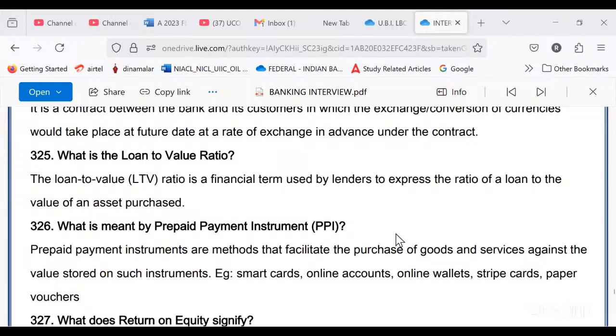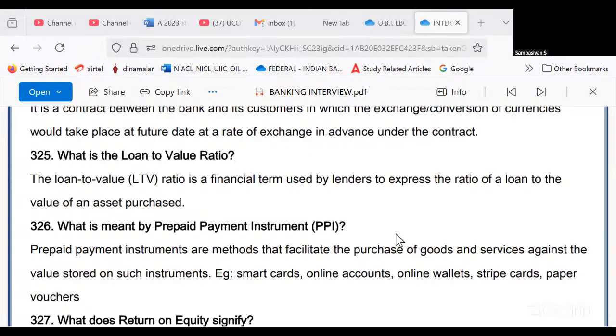326. What is meant by prepaid payment instrument, PPI? Prepaid payment instruments are methods that facilitate the purchase of goods and services against the value stored on such instruments. Example: smart cards, online accounts, online wallets, stripe cards, paper vouchers. See, prepaid instrument means, say, one famous card is a debit card. You are having balance in the account, you are using it. Another famous card is the credit card, where a limit is granted to you by the bank. You can use that limit and purchase.